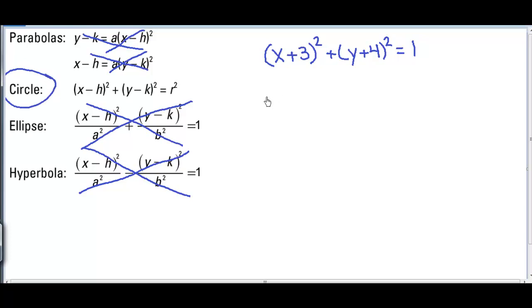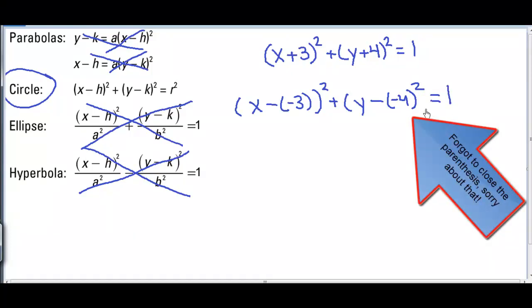Some of you may say, well, I see x plus 3 and y plus 4, and the equation has a minus in it. Well, keep in mind that that plus 3 is the same as x minus negative 3, and y plus 4 is the same as y minus negative 4. So we do have the standard form of a circle.